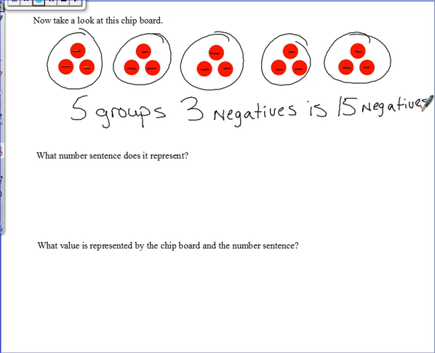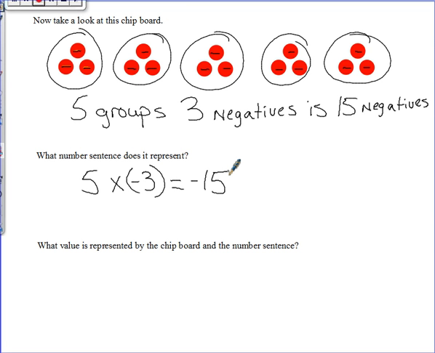Now, since we know that none of us want to write that out every time we have a math problem, we're going to write the number sentence as a mathematician would. I see 5 groups of -3. This is where the parentheses come in really handy, so you can really recognize that this is a -3 and not times -3. That just doesn't even make sense. Is -15.